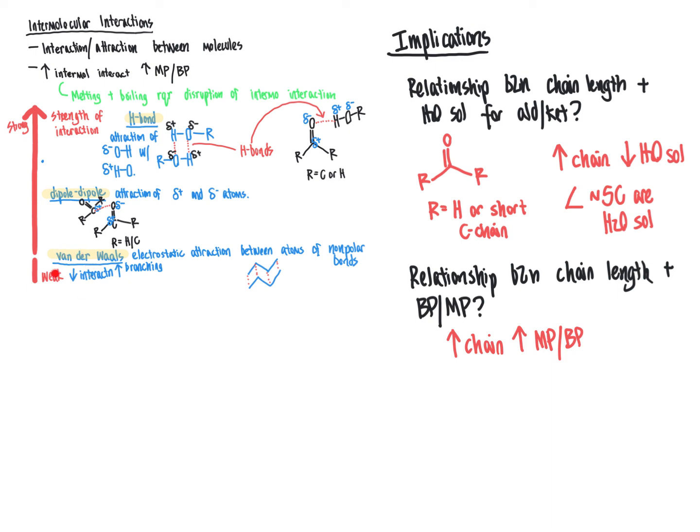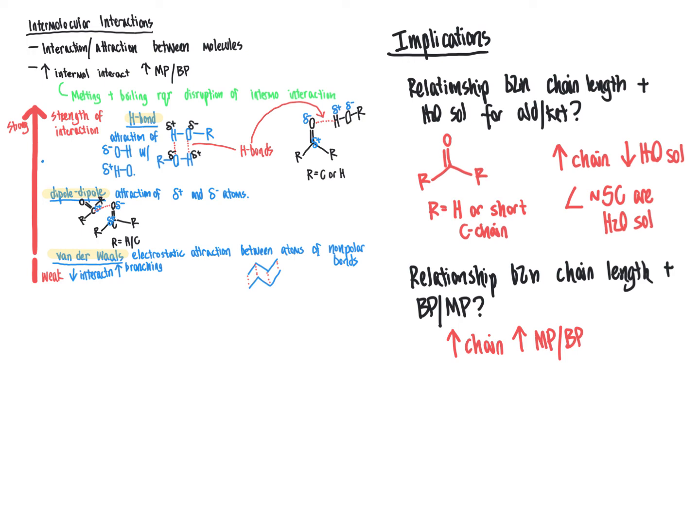So you could think of the van der Waals forces and the dipole-dipole interactions working together to raise the melting point and boiling point of these compounds, because in the case of short chain compounds, dipole-dipole is really the only force that we have to much extent, and then as the chain length gets longer and longer, the van der Waals forces become more and more significant. So the relationship between the chain length and melting point or boiling point is that as the chain length increases, what we will see is that the melting point and boiling point go up as well.